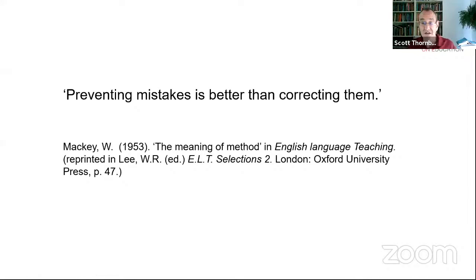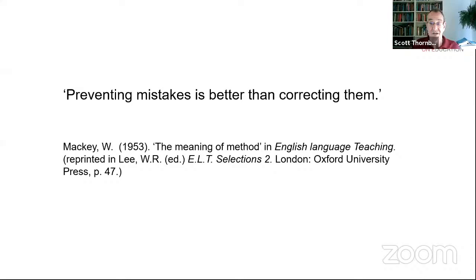If we go back in time, over half a century, we'll see statements like this, that preventing mistakes is better than correcting them. A more positive view of mistakes would say, well, you can't prevent them. And if you try to prevent them, you're going to prevent students speaking and writing. Yeah, they can only say things that you've already said. You're going to rule out any kind of creativity or real communication in the process. You cannot prevent mistakes. However, this is how a lot of people were trained.